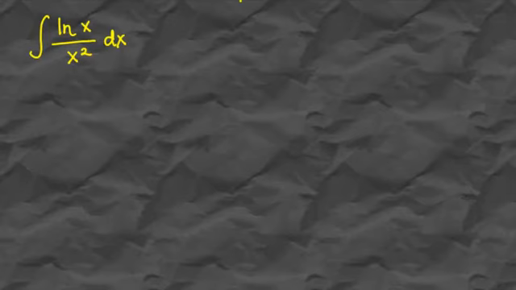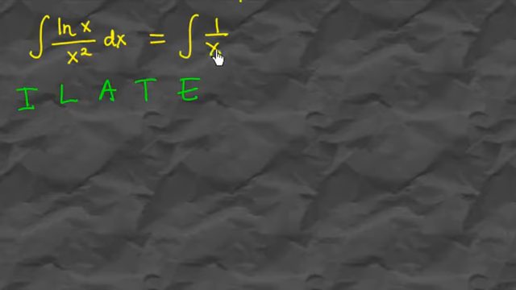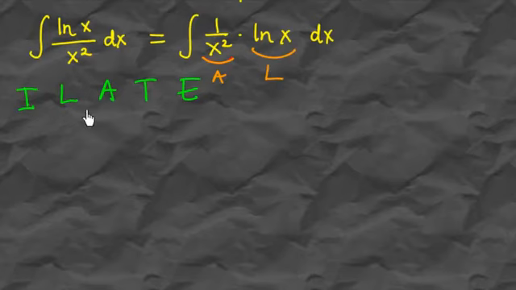So, as we did in the previous video, we use the ILATE rule to help us choose the right u. First let's write this as 1 over x squared times natural log x dx. This expression is a rational function, which is an algebraic expression, and natural log x is a log function. In the ILATE, the L comes first before A, so we choose natural log x as our u.